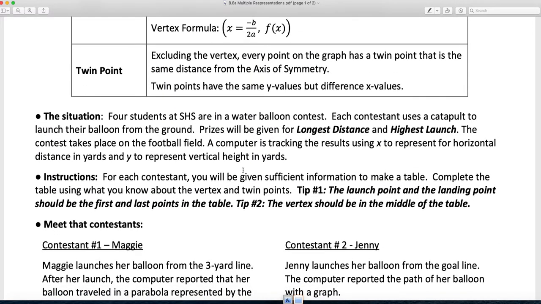All right, the situation right here. 4 students of South Haven High School are in a water balloon contest. Each contestant uses a catapult to launch their balloon from the ground. Prizes will be given for the longest distance and the highest launch. The contest takes place on the football field, and a computer is tracking the results using X to represent the horizontal distance in yards and Y to represent the vertical height in yards.